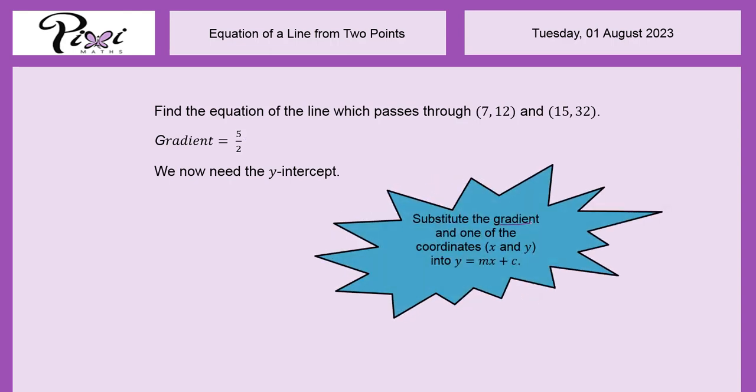We'll be substituting the value of the gradient into the standard form of the equation y is equal to mx plus c. And then you can choose either of the two points, either (7, 12) or (15, 32), in order to find out the value of c. Again, a simple linear equation, simplification, and we have the value of c as -9 over 2. So both put together, that's the final equation of the line.